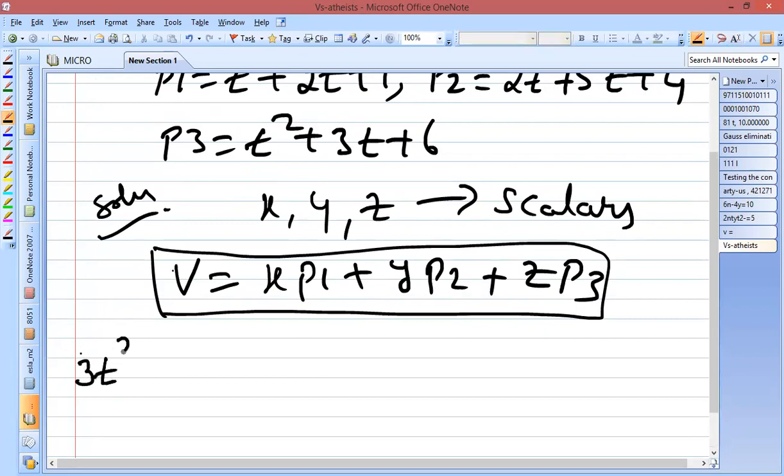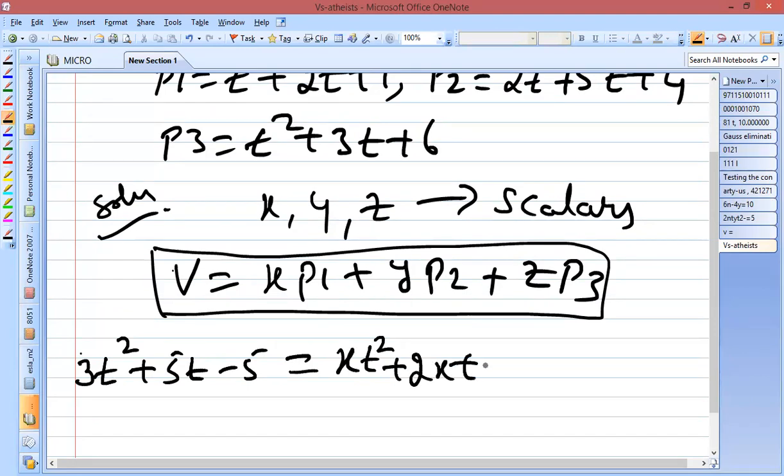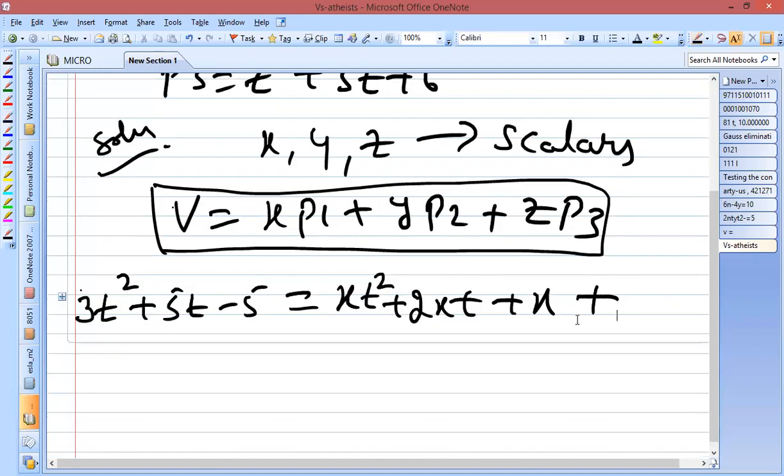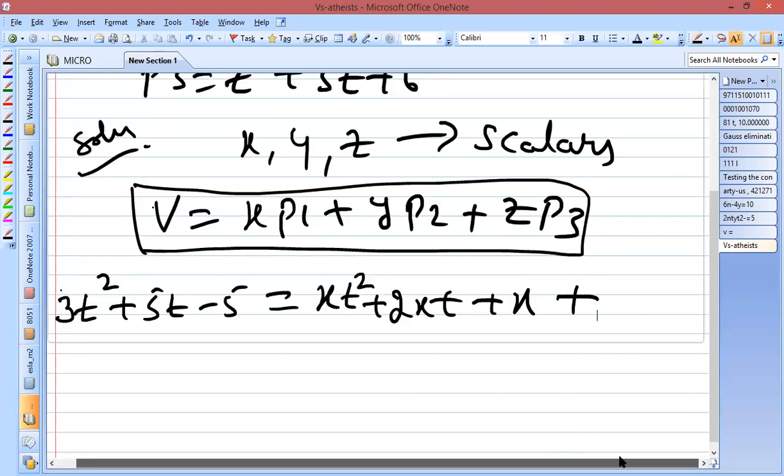So v is given as 3t square plus 5t minus 5, which is on the right hand side, which is equal to x into p1. P1 is t square plus 2t plus 1. So multiply p1 with x. I'll be writing the final answer here: xt square plus 2xt plus x. So this is p1 x. Similarly, write for y p2, multiply y with the polynomial p2. So here we'll be getting the next term as what?